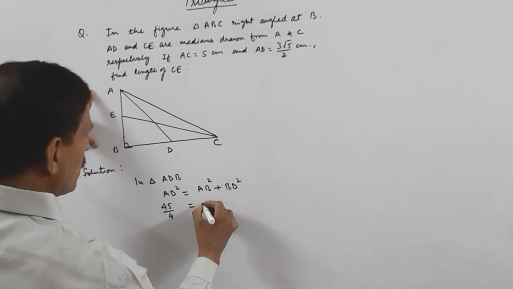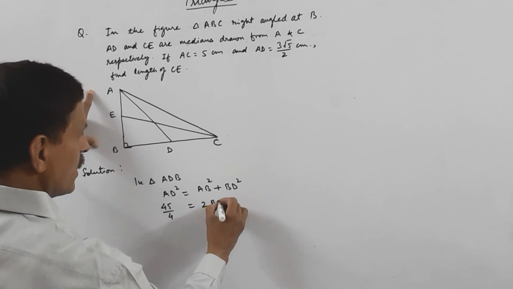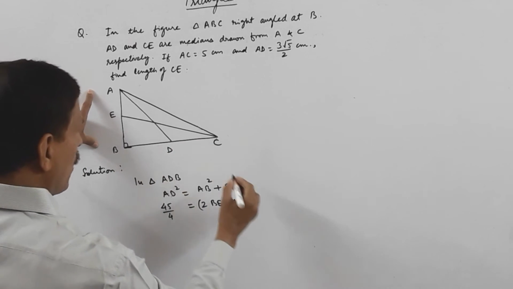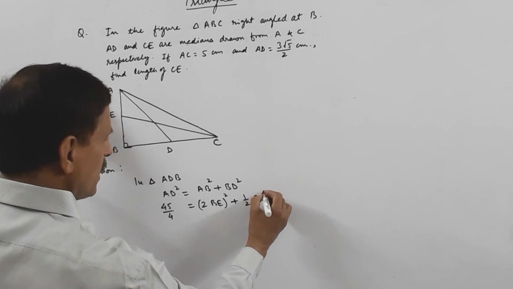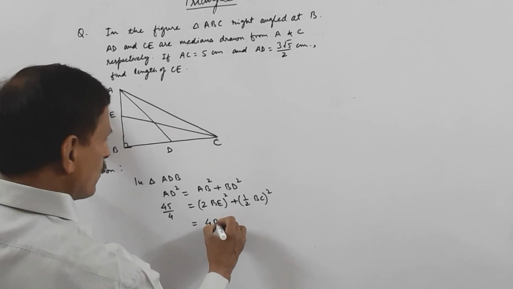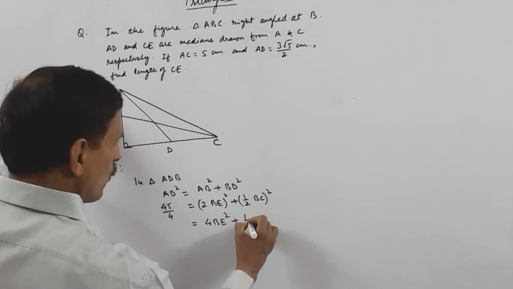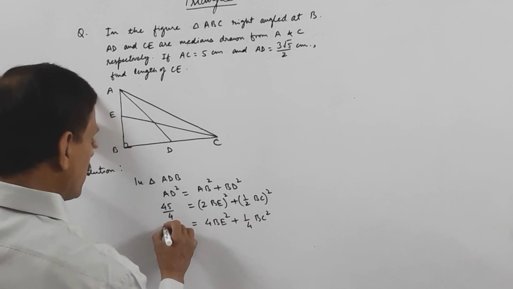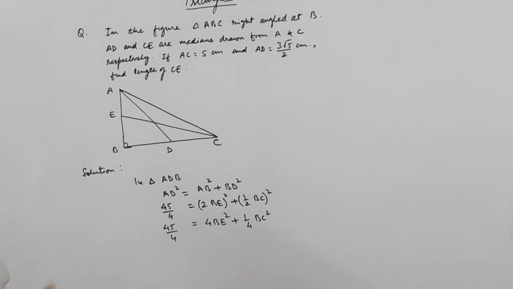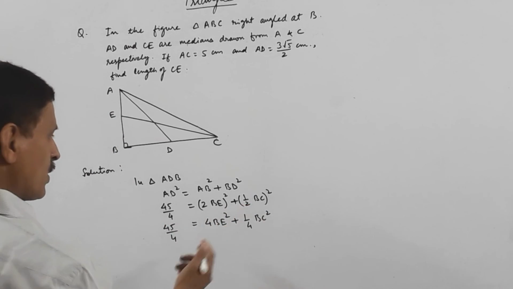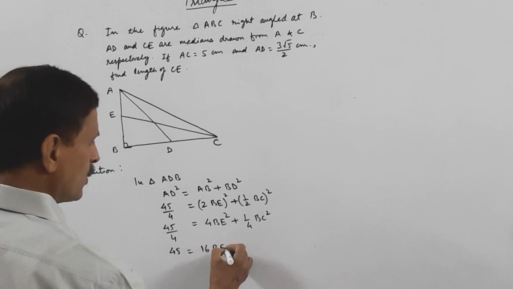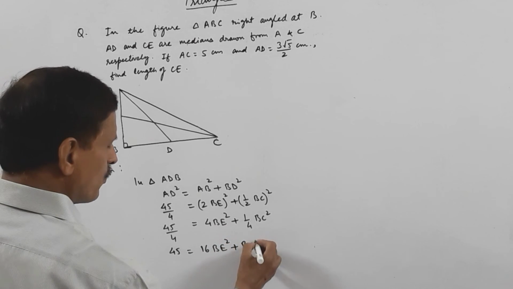AB is twice of BE, square, plus BD is half of BC, square, that is 4 times of BE square plus 1/4 of BC square is equal to 45 upon 4. Multiplying both the sides by 4, so this becomes 45 is equal to 16 times of BE square plus BC square.